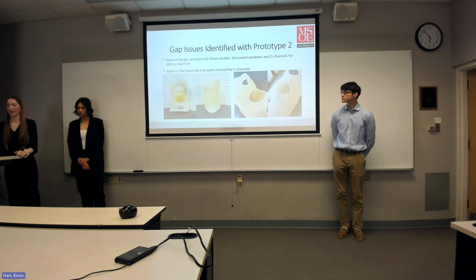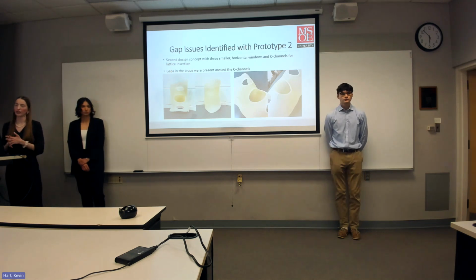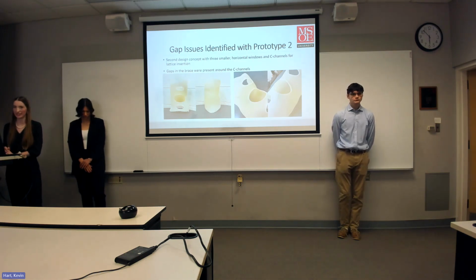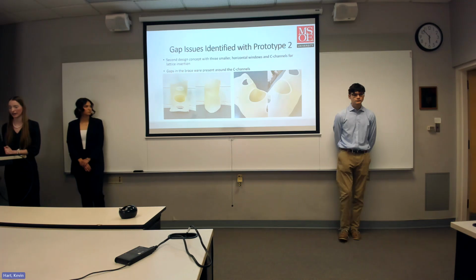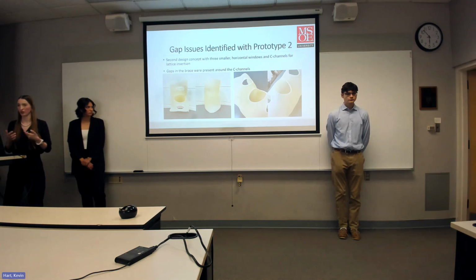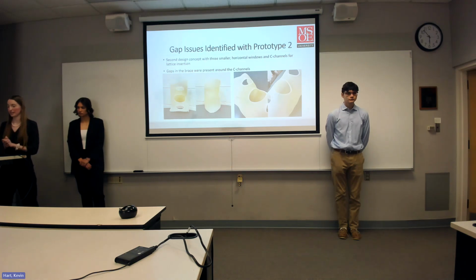So getting into the second prototype, the second design, this features 3 smaller windows only in the frontal plane of the brace. They're horizontal and they feature the C channel that was modeled in CAD. But upon printing this, we noticed that there were gaps present in the surface of the brace all around the circumference of the C channels, which were deformable. It felt as if they could be pushed out of the brace, which was a significant issue that we wanted to resolve.